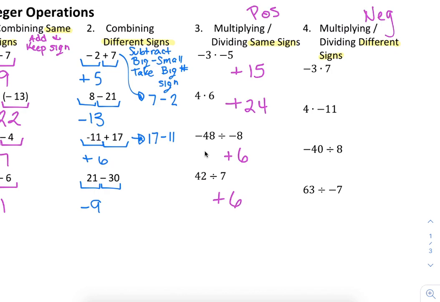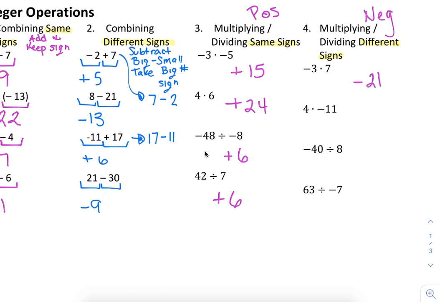So let's go to the other side. What happens if the signs are different? It doesn't matter who's who in multiplication. It doesn't matter who has the negative. All that matters is if the signs are different, the answer is negative. So -3 times +7, different signs makes it negative. 3 times 7 makes 21.